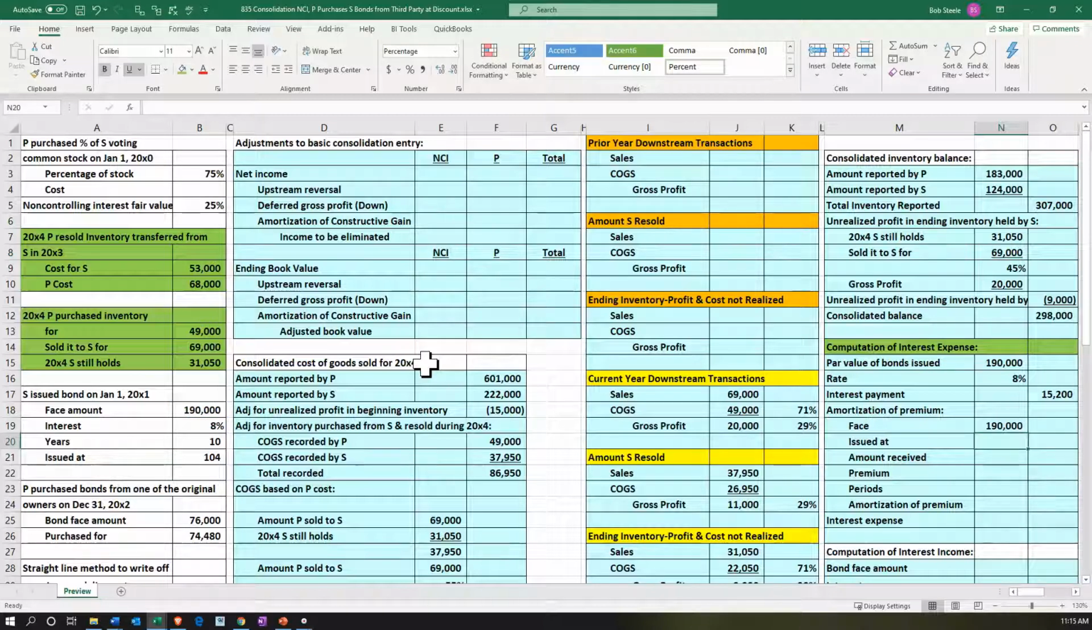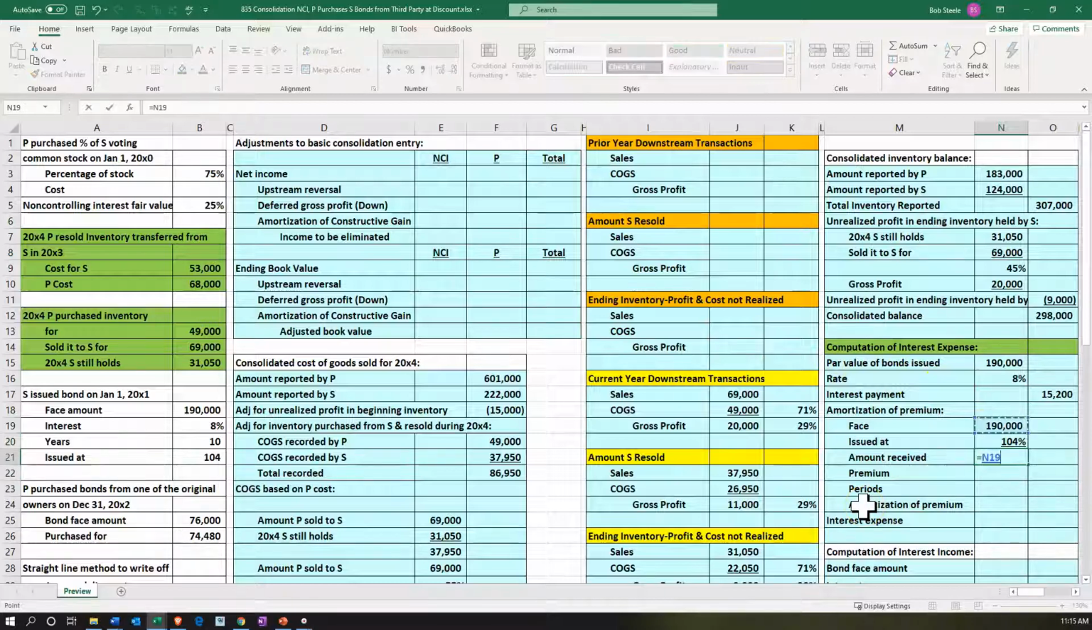190,000. This was when it was originally issued, right? The 190,000 times the premium, which was 104%. That's what this means, 104. So it was issued at 104%, 1.04. So if we multiply this out, 190 times the 104, it was issued for the 197.6. So the difference between the 197.6 and the face amount is the 7,600 amount of the premium at the point in time that it was issued.